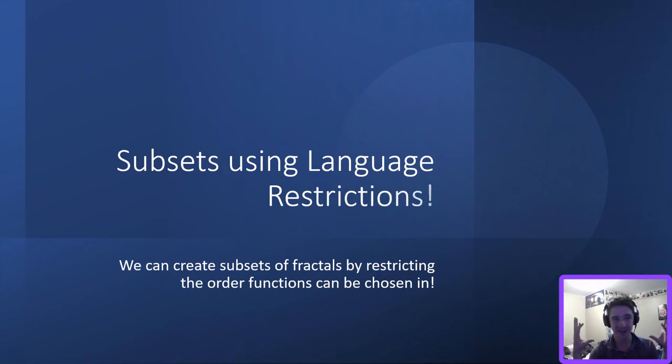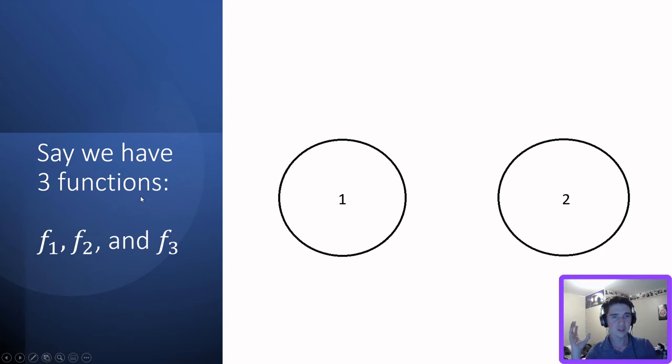Now, here's something that is super cool. So we can create, well, not that stuff wasn't super cool before, but anyways, we can create subsets of these fractals by restricting the order in which the functions are chosen. So say we have 3 functions like the Sierpinski triangle before that has f1, f2, and f3. On the right here, I have these 2 circles, which I'm going to call nodes. Well, that's what they're called.